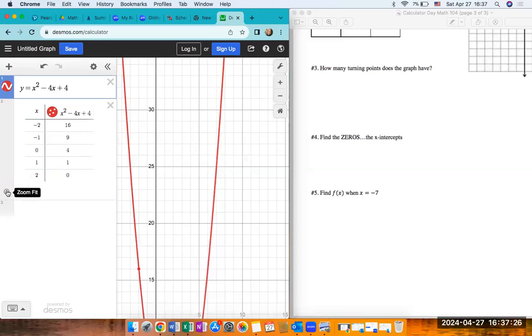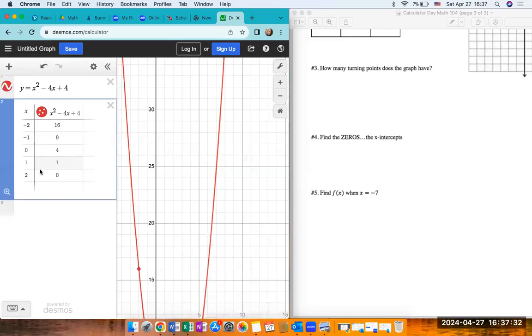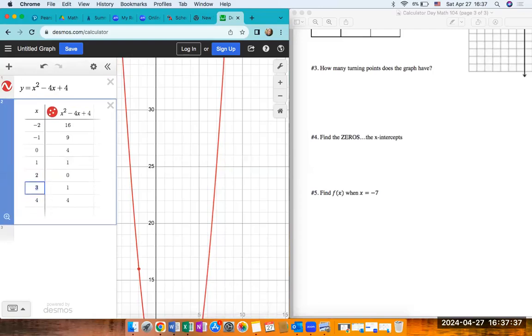Let's see, that's zoom fit. Where did we do this the last time? There was a way to get a little bit lower. Oh, there you go. So all I did was just hit enter a few more times, and then there you can see it, 7.